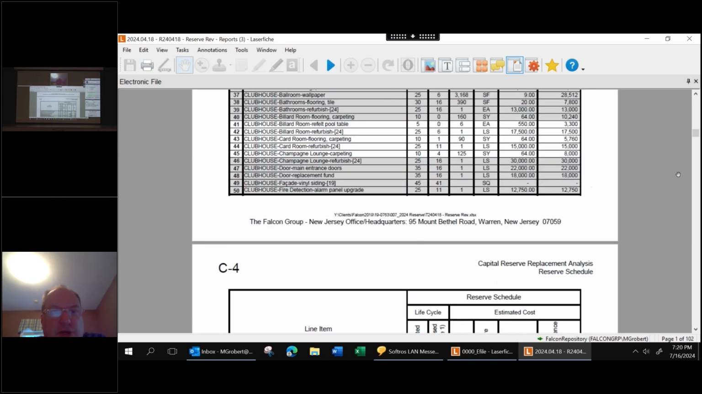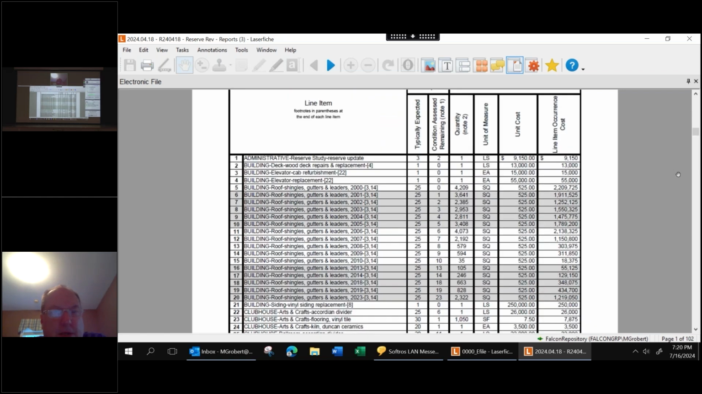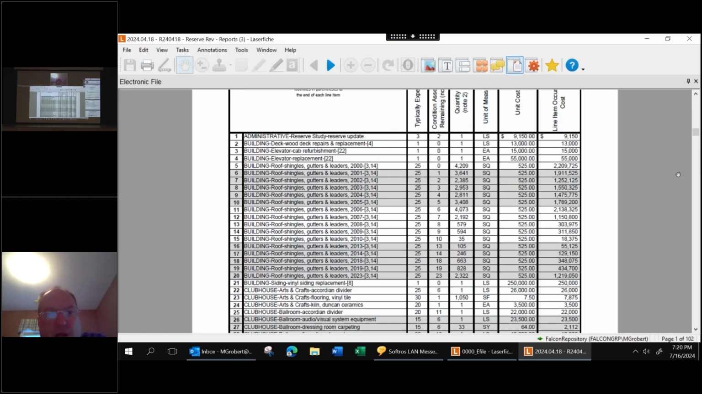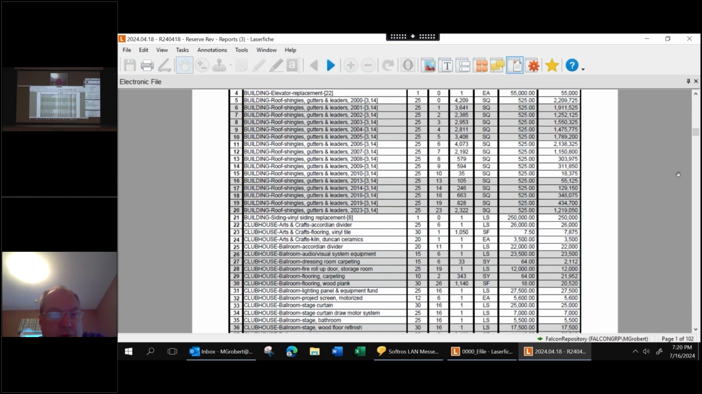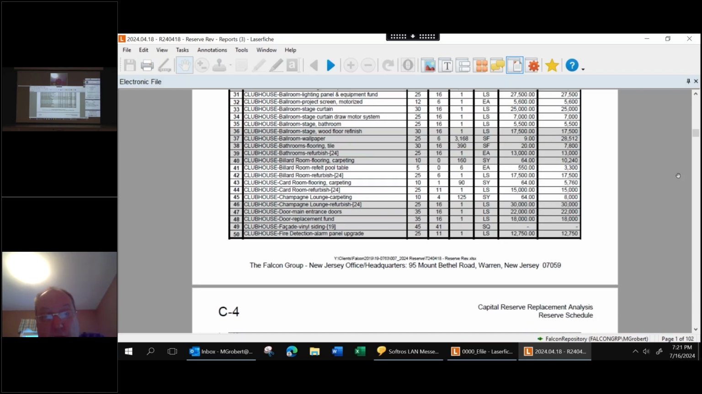As you see, page 3 begins with your buildings, of which your community is only responsible for roof shingles, gutters, and leaders, and then vinyl siding replacement. Further down, we went through the clubhouse. We quantified the various components that should be in a reserve based on our experience and your governing documents and so forth. And again, we took a lot of pictures.